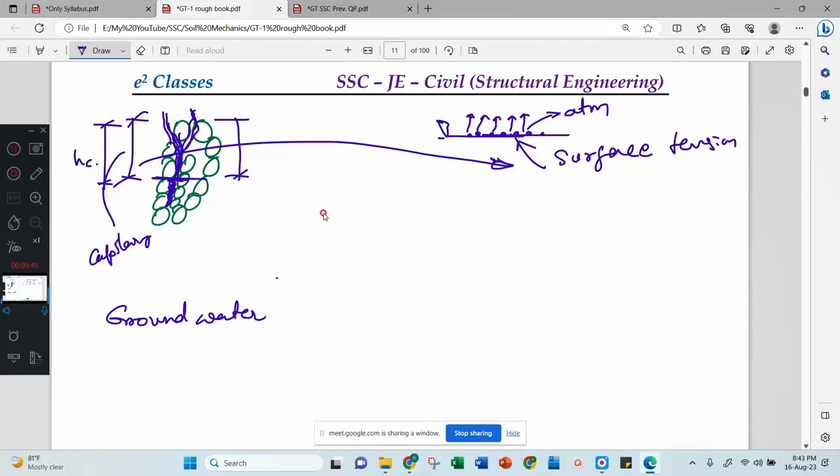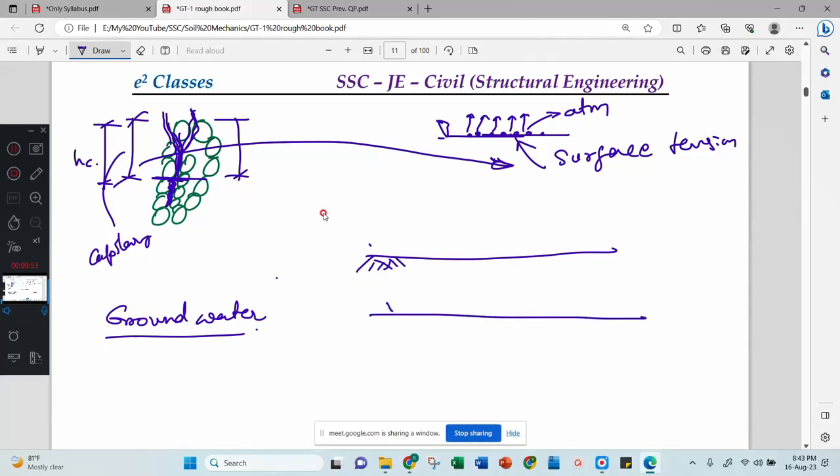Groundwater. Okay. Groundwater means if this is a soil with the ground level this much, and the water available below the water table, this is called the water table, and below the water table all the water is called groundwater. Then if any water is present here, that is not groundwater. Be careful, this is not groundwater. There will be moisture here, but this is not groundwater. Water below the water table is called groundwater.